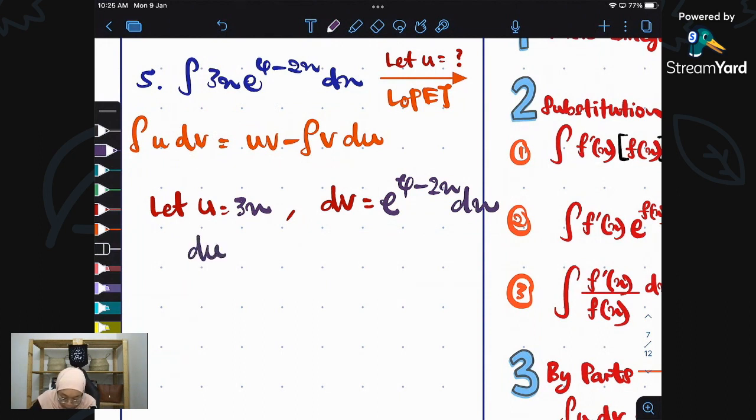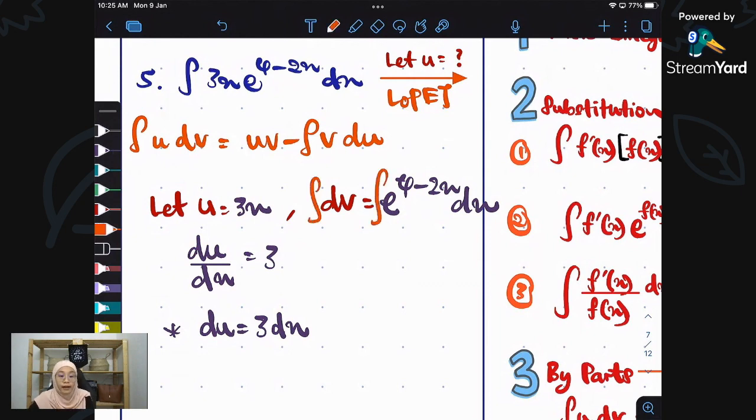We have to find our du, differentiating the u with respect to x. Therefore, it gives us 3. Remember, in by parts, we must make du the subject, and it will give us 3 dx. While here, we need to integrate both sides, and it's going to give us v only. That is our goal, we want to get the v. And so we integrate the exponent 4 minus 2x. It will give us the question copied back, but we must divide it by -2. We must always remember that we need to divide by -2. You know this already, okay?